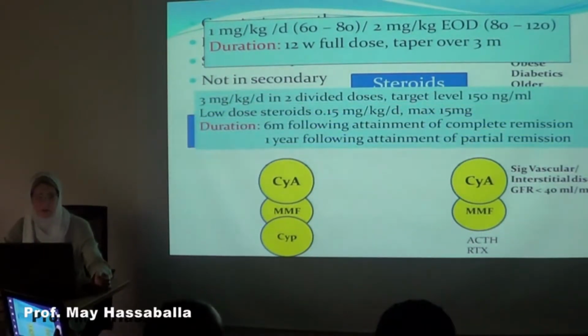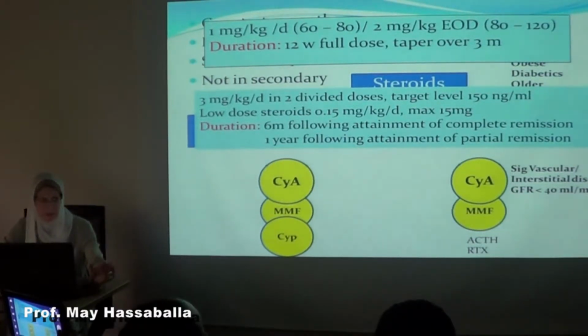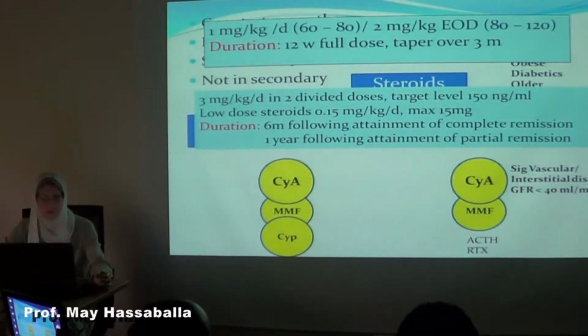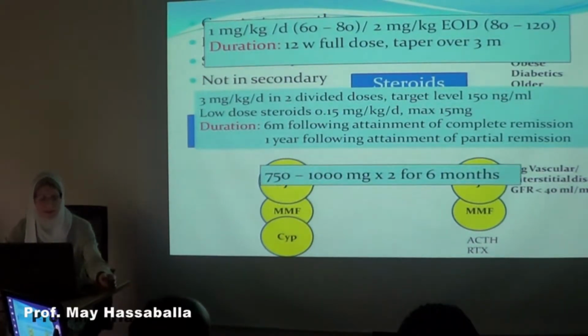For cyclosporine, the dose is 3 milligrams per kg per day in divided doses, and your target level is around 50 nanograms per milliliter. This is together with a low dose steroid, which is 0.15 milligrams per kg per day, and the maximum is 16 milligrams per day. And the duration is going to be 6 months following the attainment of complete remission, or 1 year following the attainment of partial remission. Sometimes you may need to give it for a longer time. For the MMF, it's 750 to 1,000 milligrams twice daily for 6 months.